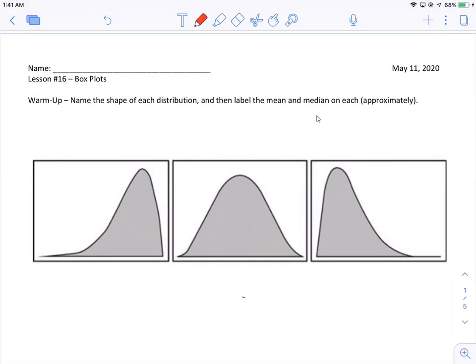But today, we're going to be doing something called box plots. You might have done this last year in the 8th grade. So we've already covered dot plots, right? We've talked about mean, median, mode, and the shape of distributions.